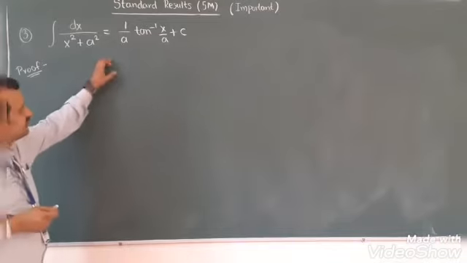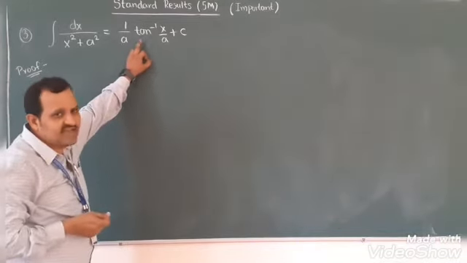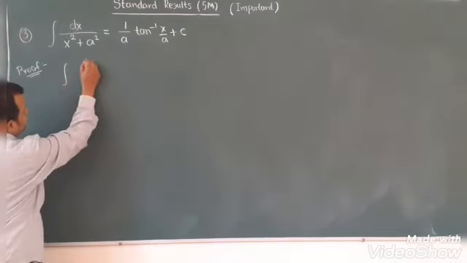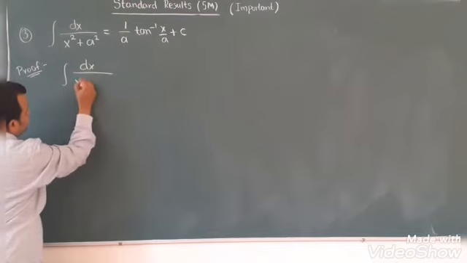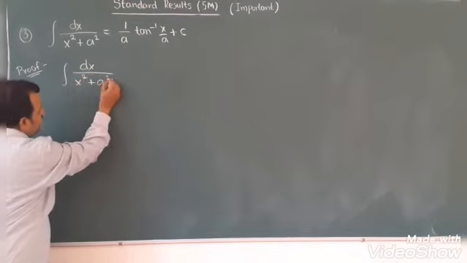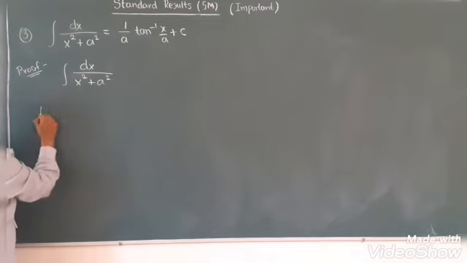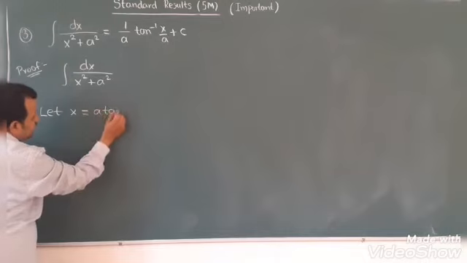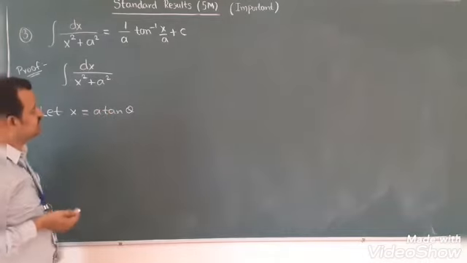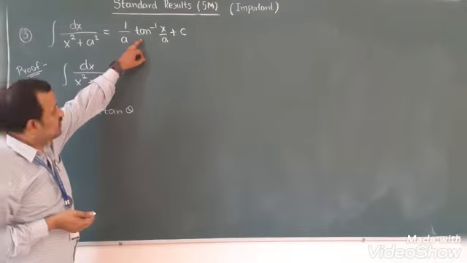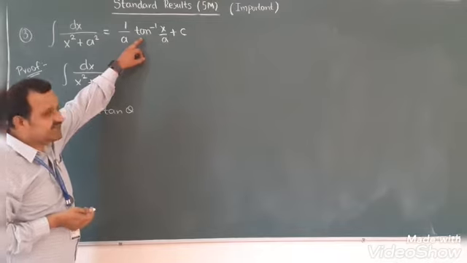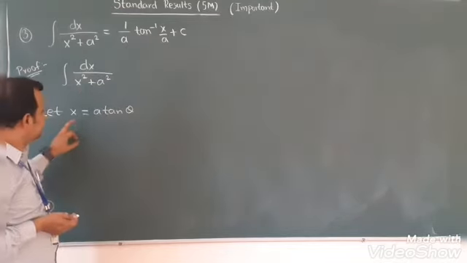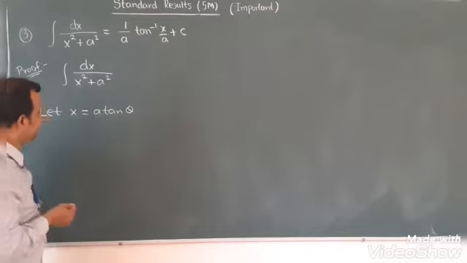In the formula the only hint is tan inverse. So here I can say dx divided by x square plus a square. I am assuming x equal to a tan theta. If you know the result, by knowing the result we can conclude what we have to substitute. Since tan is there, we can say x is equal to a tan theta.